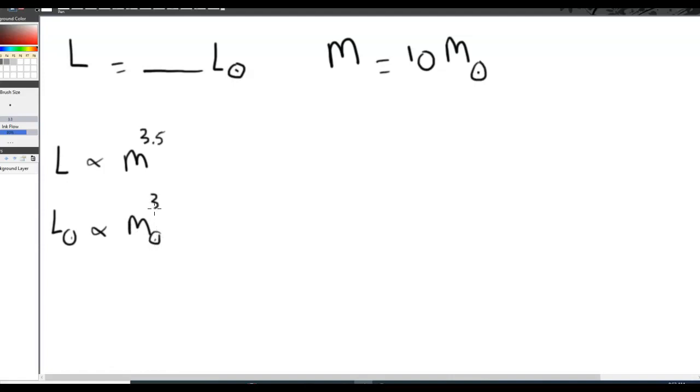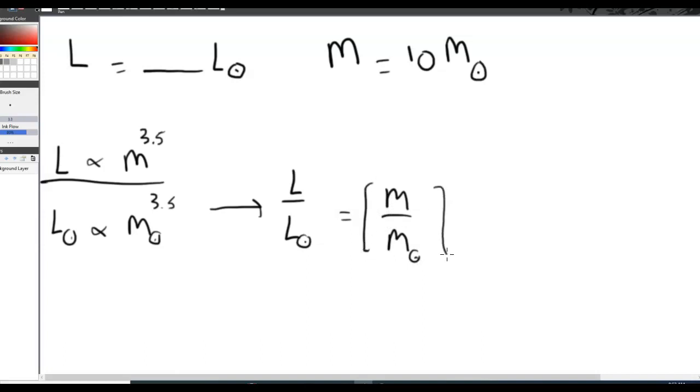And so if I just divide these two together, then I get the equation that I had written down before that looks like this. By dividing by this, it turns from a relationship into an actual equation. And so I actually know what this ratio is because it's given in the problem.